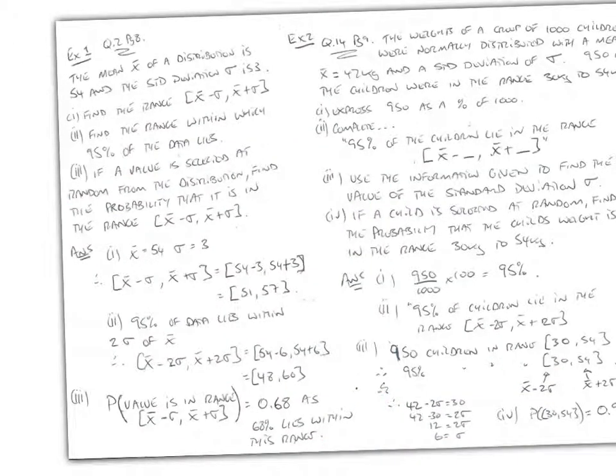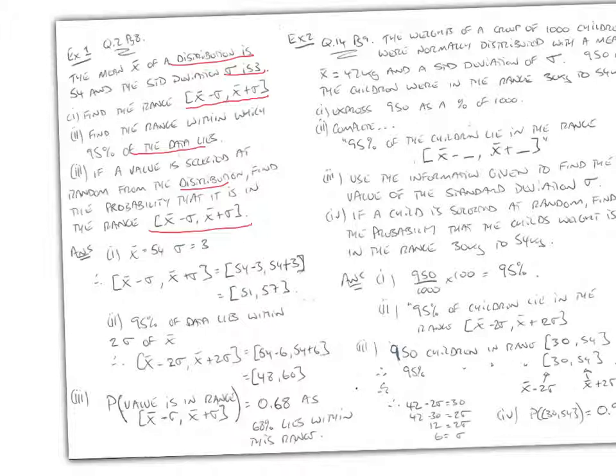So the best way to look at these is by example. So the mean x bar of a distribution is 54 and the standard deviation is 3. Find the range x bar minus 1 standard deviation, comma, x bar plus 1 standard deviation, and then go on to find the range within which 95% of the data lies. And then finally, if a value is selected at random from the distribution, find the probability that it is in the range x bar minus 1 standard deviation, x bar plus 1 standard deviation.